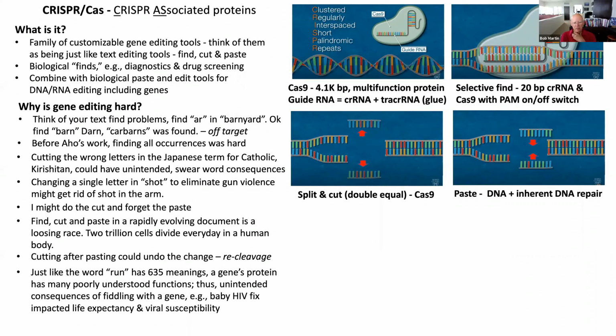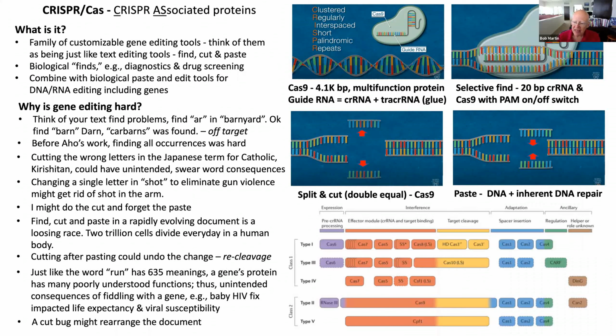The example that we read about in the book was the HIV baby fix. It also statistically reduced the baby's life expectancy and increased their viral susceptibility. Every example I've given here happens with CRISPR. And one that came out just this week in Nature Genetics is when you do a cut, it actually might rearrange the genetic sequence, causing problems. So things are continually being discovered. It is blazingly complicated.